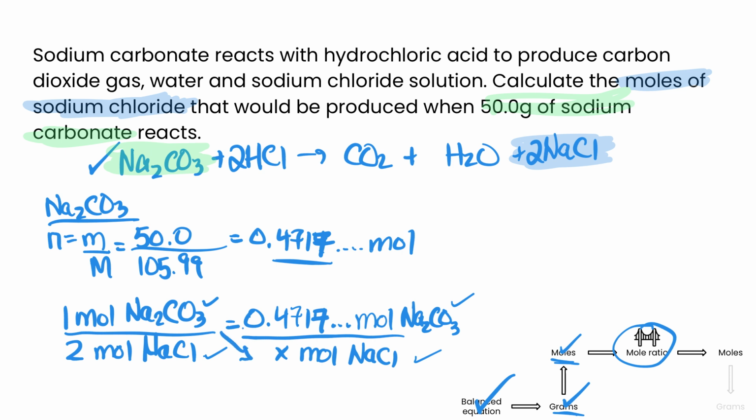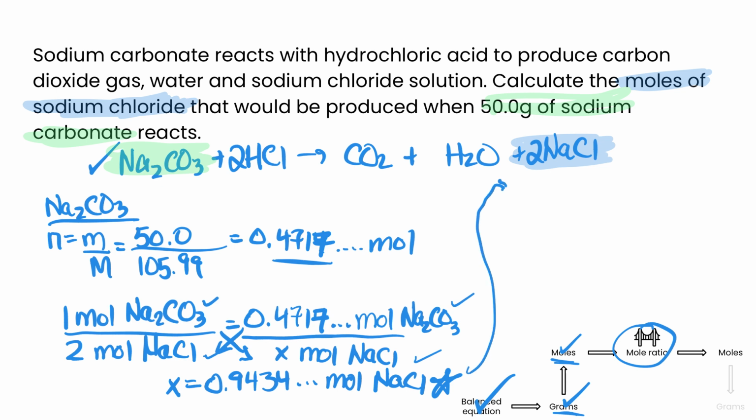So from here, cross multiplying, 1 times X is equal to X, and then 2 times 0.4717 is going to give us 0.9434, so on, moles of sodium chloride. Again, do not round off here. We are not done the problem yet. And you will end up with rounding off errors if you round off too early.